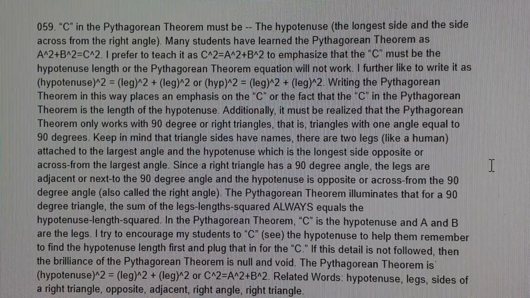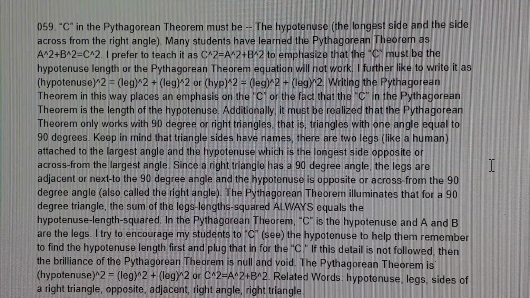I further like to write it as (hypotenuse squared) equals (leg squared plus leg squared), or hype squared equals leg squared plus leg squared. Writing the Pythagorean theorem in this way places an emphasis on the "c", or the fact that the c in the Pythagorean theorem is the length of the hypotenuse.